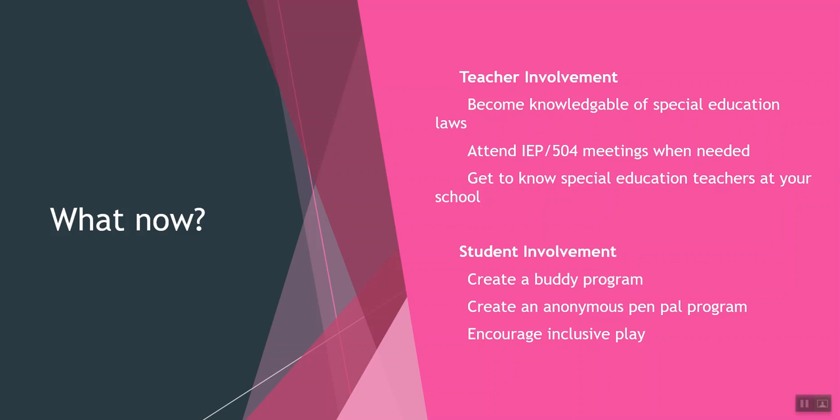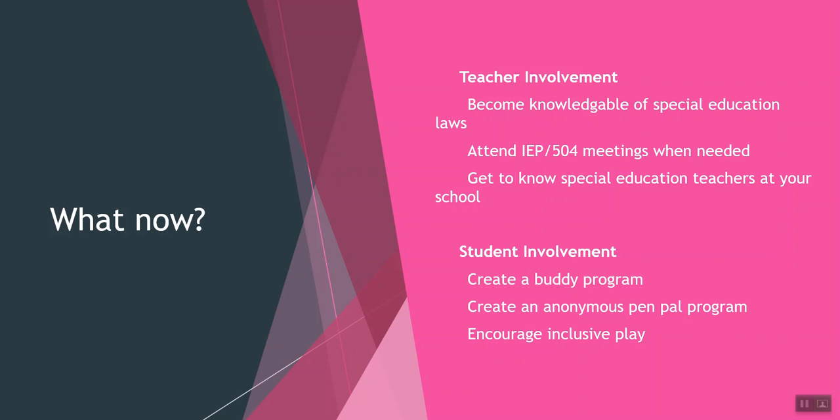Then there's the student involvement part of it. You can create a buddy system between students in special education classes and students in the general education classes, such as the house activities that I talked about earlier, where students can be buddied up with students of different abilities so they can learn how to interact with each other and everyone feels included in some way, shape, or form.